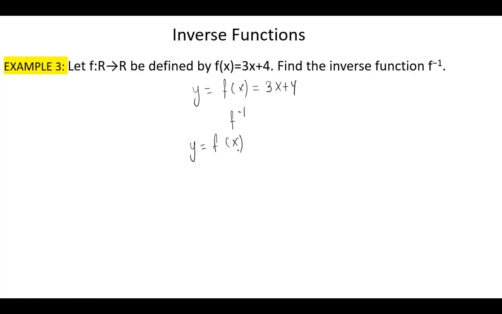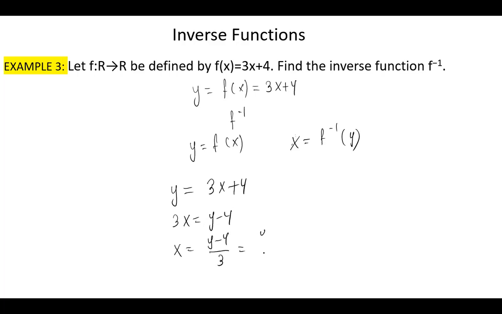y equals f of x gives y as a function of x. And we want to find x equals f minus 1 of y. That will give us x as a function of y. We just take the expression y equals 3x plus 4 for y as a function of x and solve for x. 3x equals y minus 4, x equals y minus 4 over 3, which is y over 3 minus 4 over 3. So the inverse function f minus 1 of y equals y minus 4 over 3.